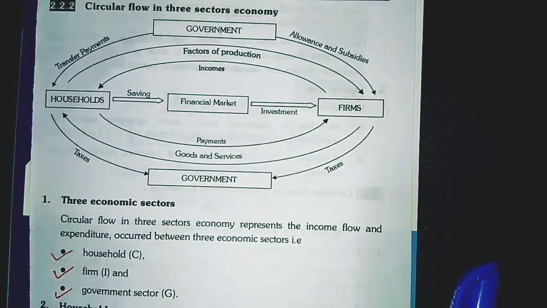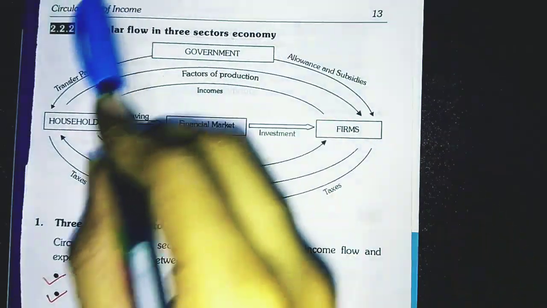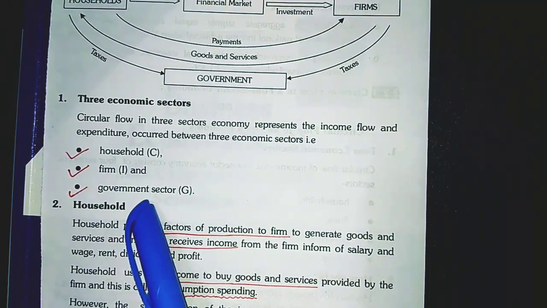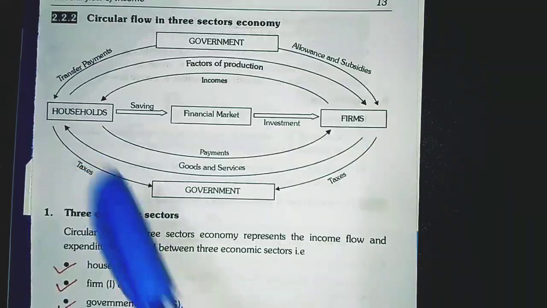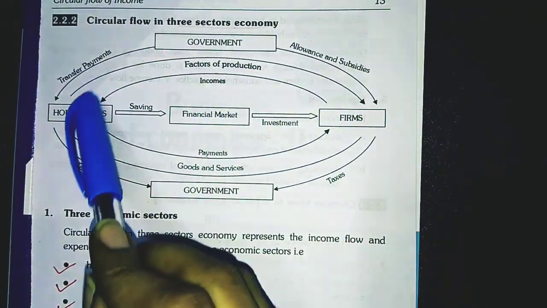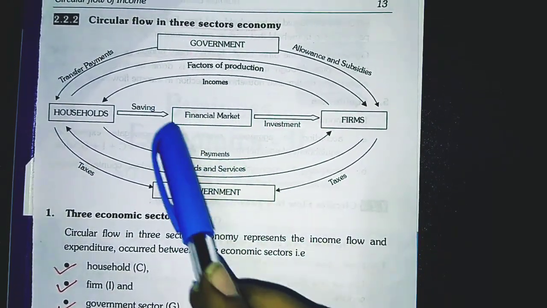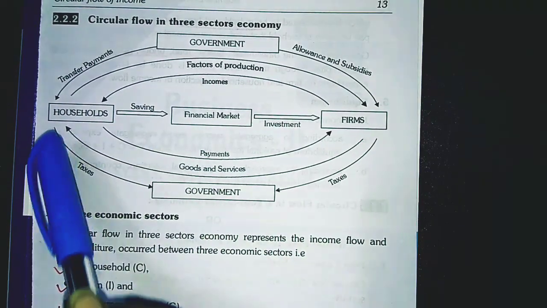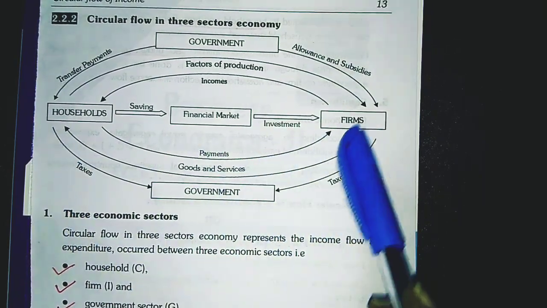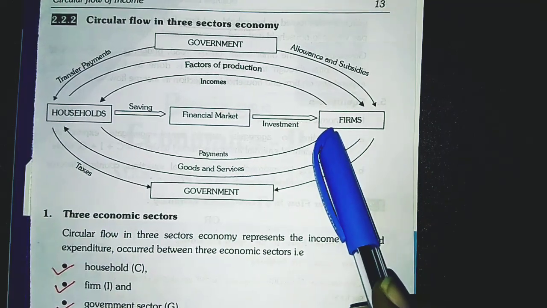Again, I am going to discuss this model, the circular flow in the three sector economy. This is a closed economy. There are three sectors: household, firm and government. Household provides the factors of production to the firm. They are getting the income from the firm. Now from this income, some amount of money they are depositing in the financial markets as savings. The rest of the amount they are using to purchase goods and services from the firms. They are making the payment for such goods and services.